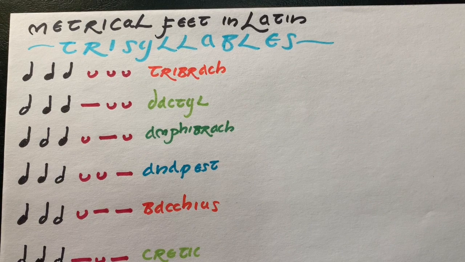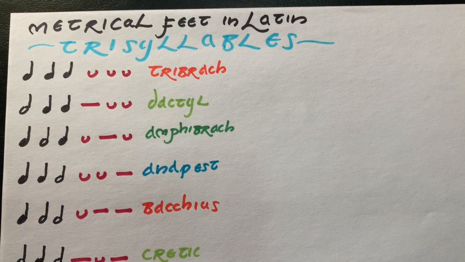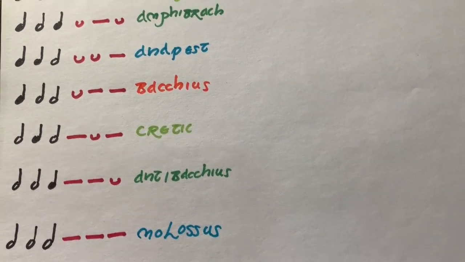I'm Luke, and this is a continuation of my series of videos about the Latin language. This is the second video about metrical feet in Latin, and in it we will discuss trisyllables. In the previous video, we talked about disyllables, and I recommend watching that video before proceeding with this one. As in that previous video, we will be finding words in Latin that are tribrachs, dactyls, amphibrachs, anapests, bacchii, cretics, antibacchii, and molossi.